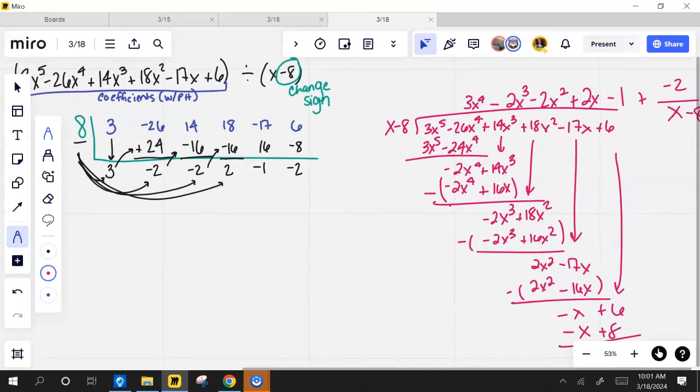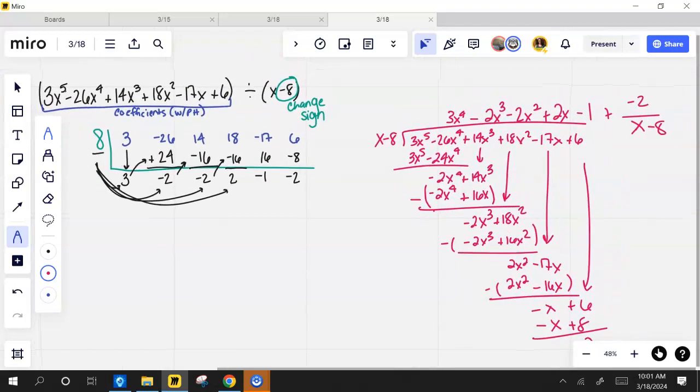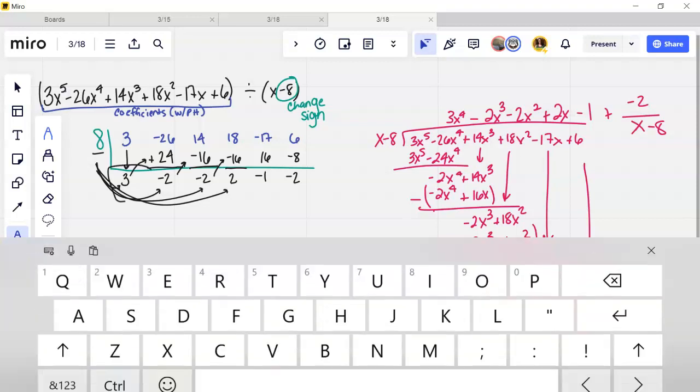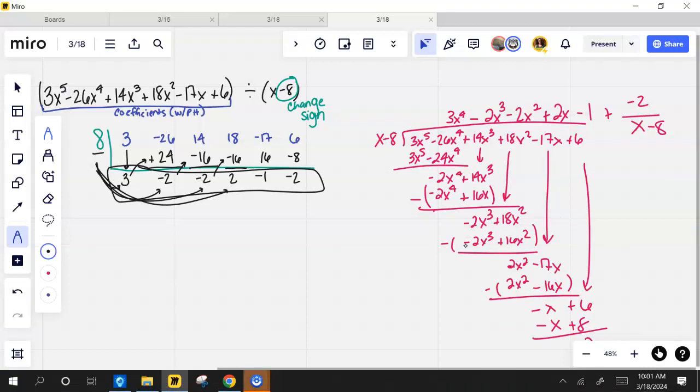All right. Look at my synthetic division and look at my long division. How can I use my synthetic division to give me the answer? Do you see the relationship? Look at the numbers. Look at this row of numbers here that I got: 3, negative 2, negative 2, 2, negative 1, negative 2. What do you notice? It's all the same, okay?